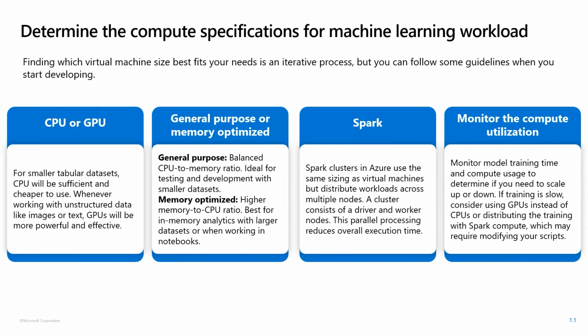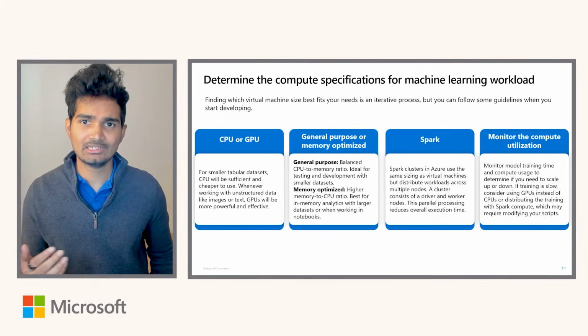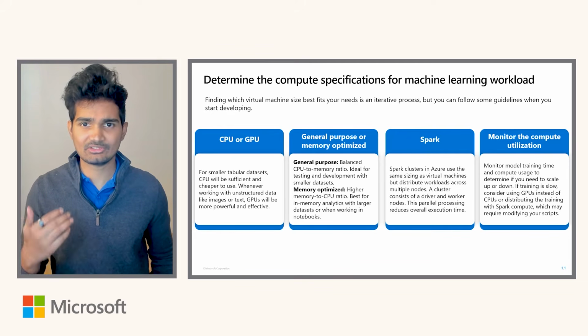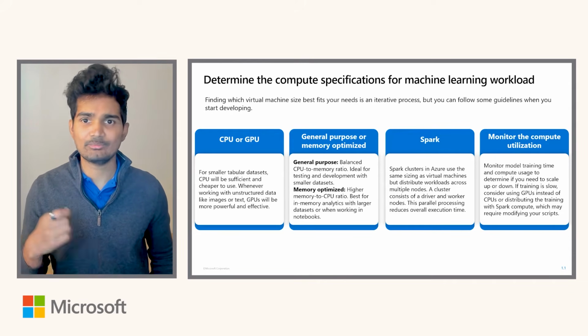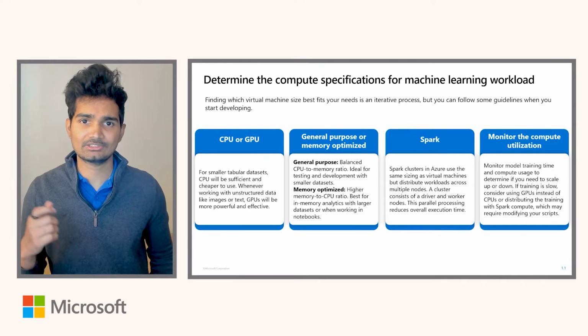And also know how to monitor your compute utilization. To monitor training time and compute usage to determine if you need to scale up or down. If training is slow, consider using GPUs instead of CPUs or distributing the training with Spark Compute, which may require modifying your scripts.